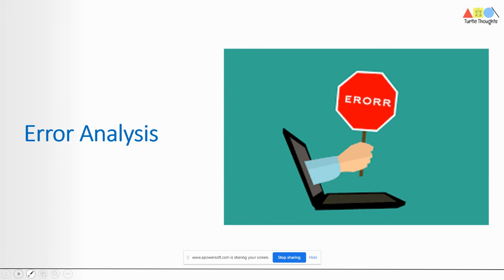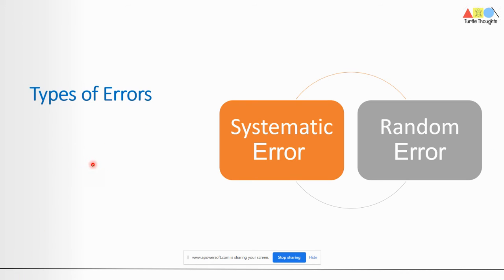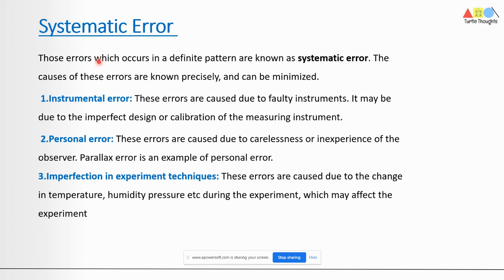Error analysis. There are two types of error. One is systematic error, the other one is random error. Systematic error: those errors which occur in a definite pattern are known as systematic error. The causes of these errors are known precisely and can be minimized.